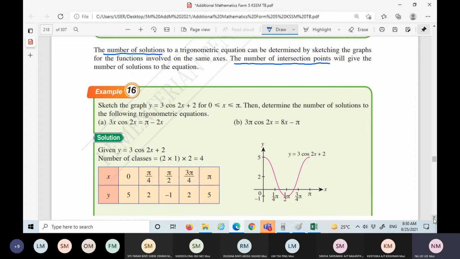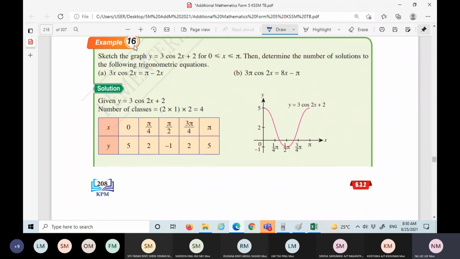We look at one more example here. They will not ask you to draw the solution because they are not interested in the solution. They are only interested in the number of solutions, meaning how many points it will cut. So sketch only, for this range, then determine the number of solutions to the following trigo equation. This one they didn't mention the straight line or the other line equation, so this part you have to do by yourself. But first of all, sketch the trigo function graph first.